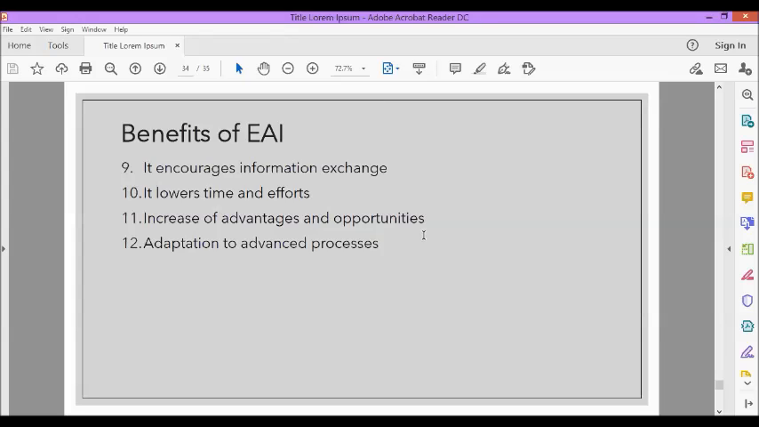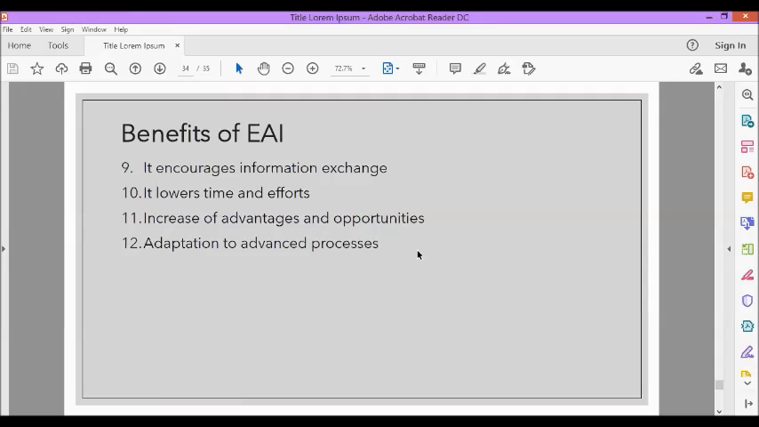Number 11 is increase of advantages and opportunity. It is possible to enhance competitive advantages and opportunities compared to the different companies functioning as competition. And the last benefit is adaptation to advanced processes.